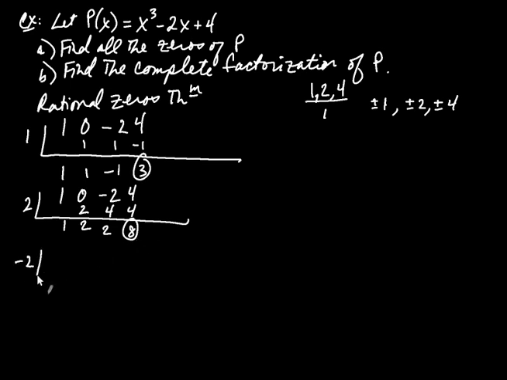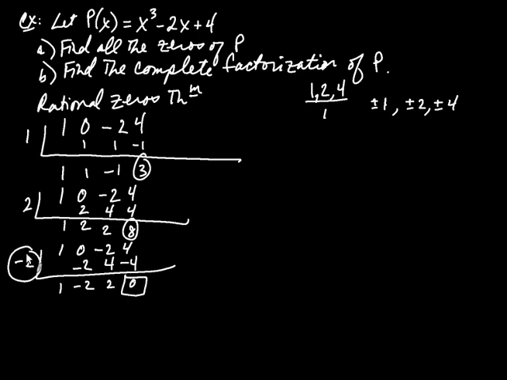So if I try negative 2 to see if negative 2 is a 0, I have 1, negative 2, positive 4, positive 2, negative 4. Okay, so finally I have a remainder of 0, and that means negative 2 is a 0 of this polynomial. That means the polynomial p of x can be written as x take away that 0, so it's x plus 2, right, times the quotient that you get, which is given by these coefficients.